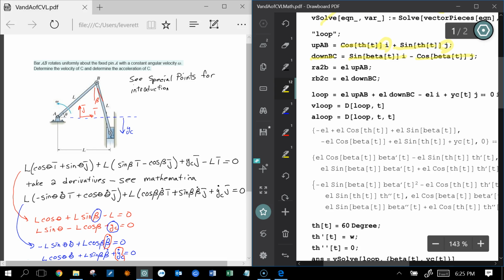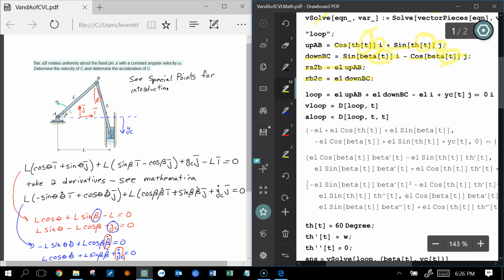Now if you notice, I am making sure that Mathematica knows that theta is a variable and beta is a variable because I'm putting in this bracket T. So it knows those are variables. All right, the R from A to B is L up the AB. R from B to C is L down the BC. All right. So with those definitions, now let's define the loop.